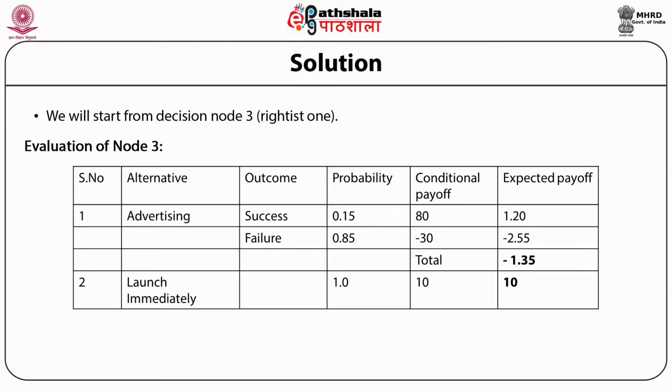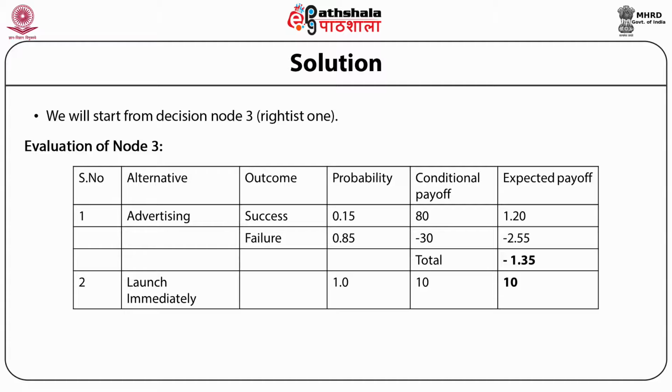Now we are also given the conditional payoff in case of success of the advertisement, and in case of the failure of the advertisement, and we can easily calculate the expected payoff by multiplying the conditional payoff with the probability. So we can calculate the total payoff for the advertisement, that comes to be minus 1.35 lakhs.